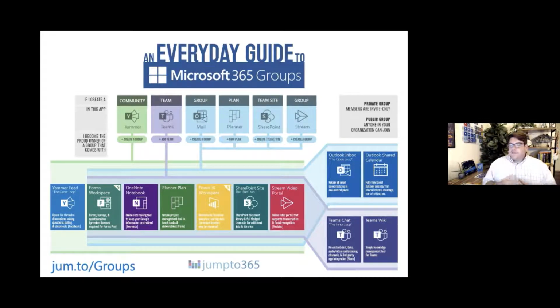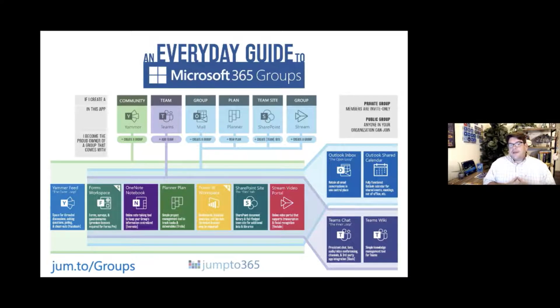If I create a team, I'm going to get that Teams chat, place to have my channels, wikis associated with that, and actually the same back-end tools like SharePoint Online, Planner, Stream, and whatnot in the background. If I create a group in Outlook, I'm going to get an Outlook inbox for the group. I'm going to get a shared calendar for the group, and I'm also going to get all of that other stuff that you saw earlier.